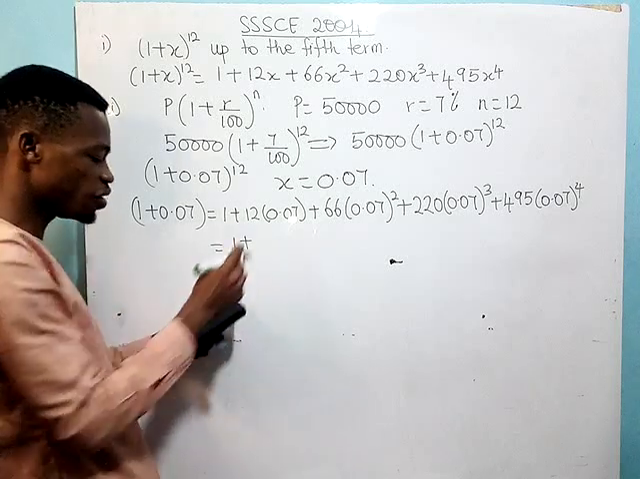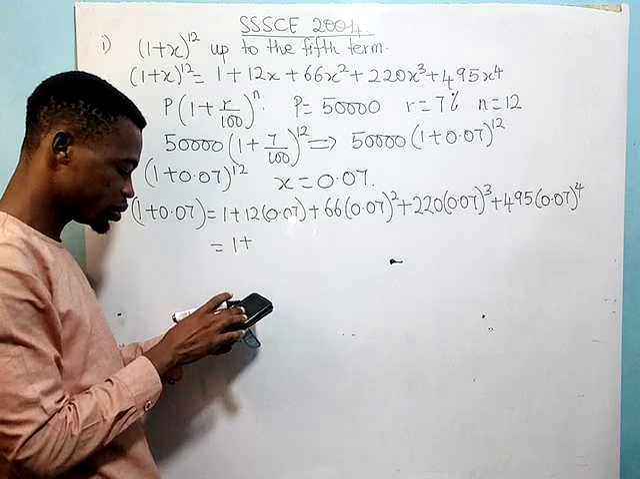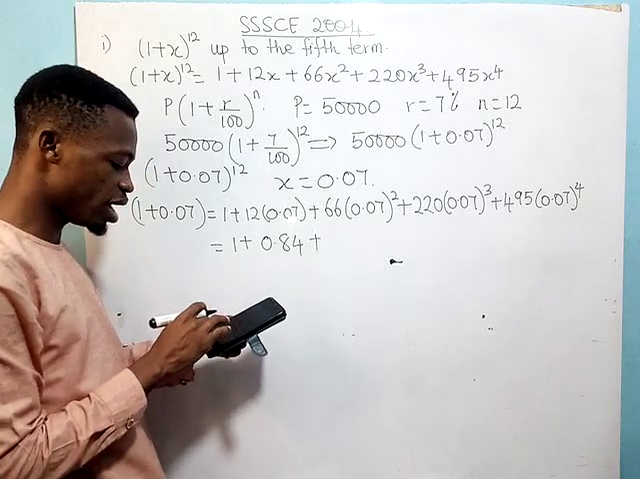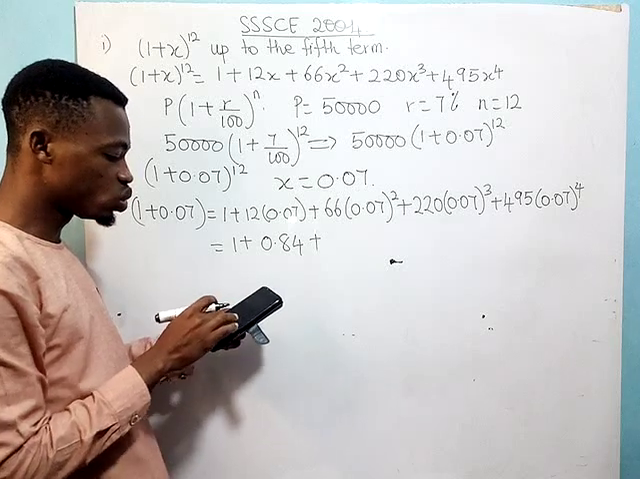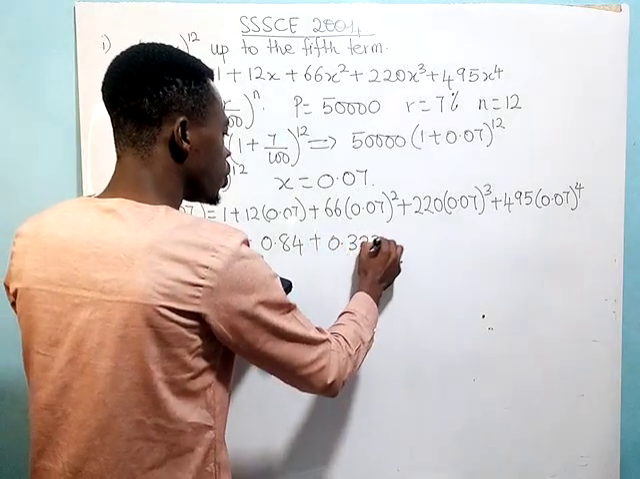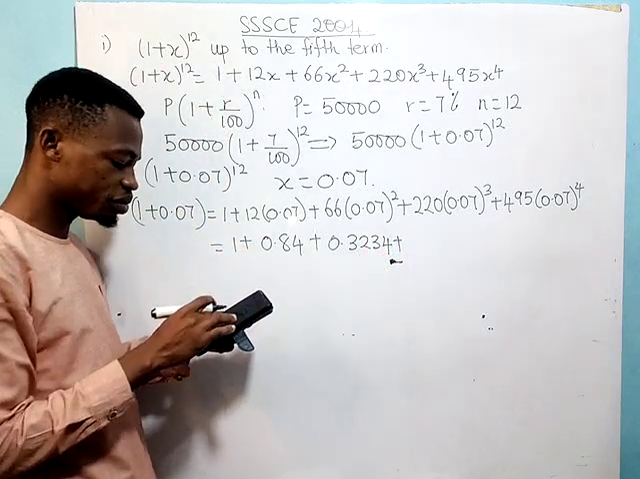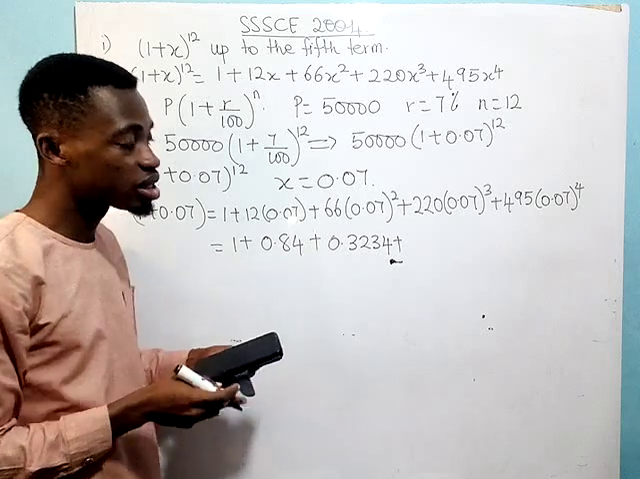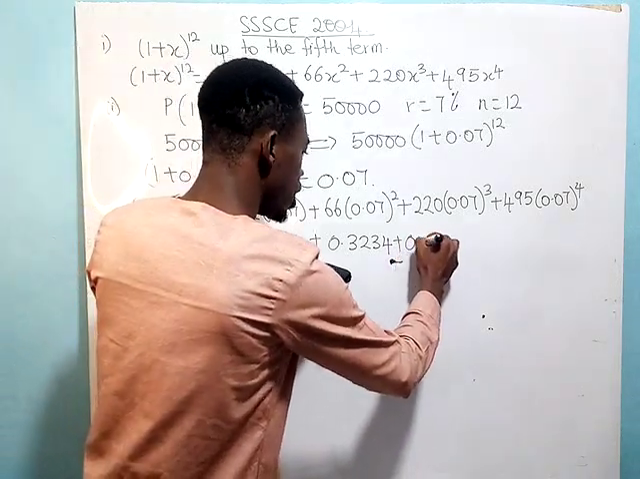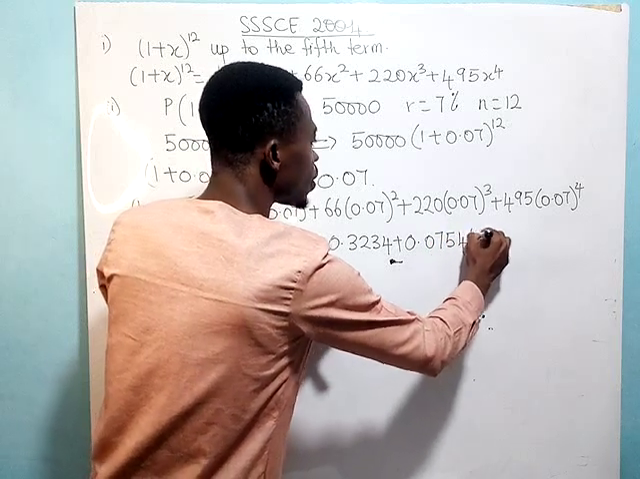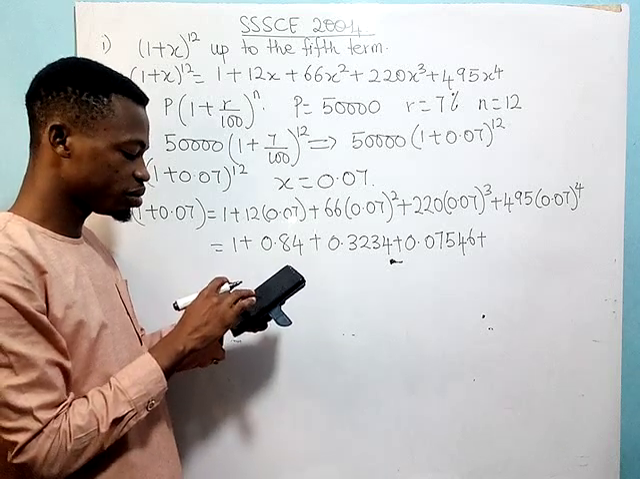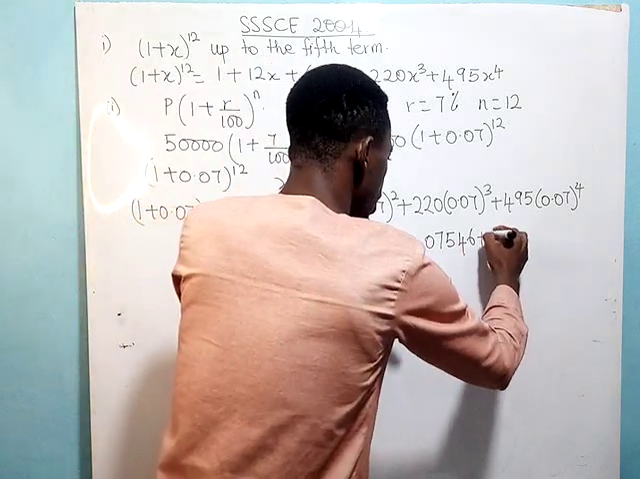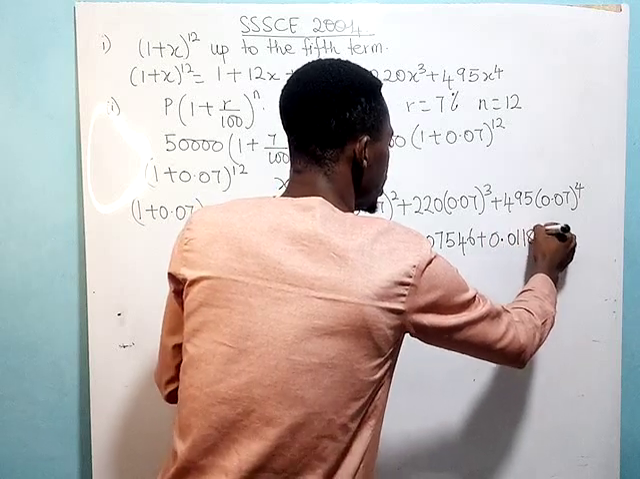So now let's compute. 12 by 0.07 gives us 0.84. Then we have 66 multiplying 0.07 to the power 2, which is 0.3234. Then we also have 220 times 0.07 to the power 3, which is 0.07546. Then we also have 495 multiplying 0.07 to the power 4, and this will give us 0.01188.